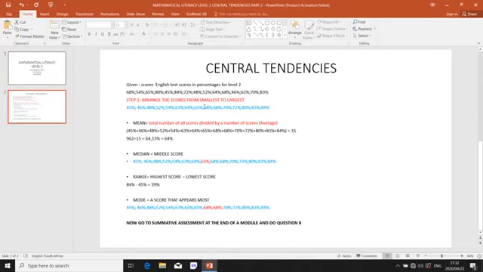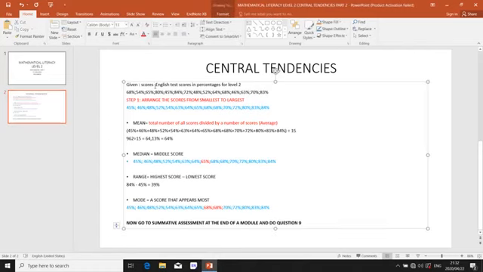Now we're doing central tendencies for data handling. You'll be given the scores after collecting data. For instance, here are the scores for English tests in percentages for level 2.